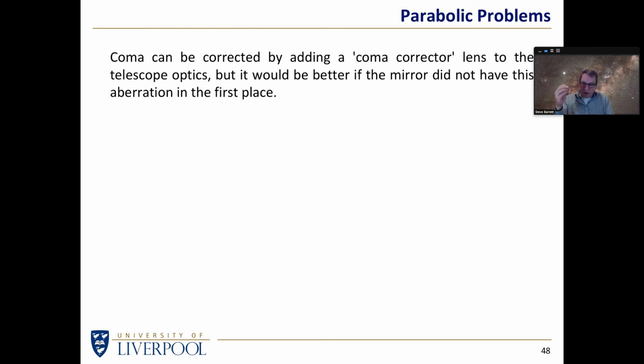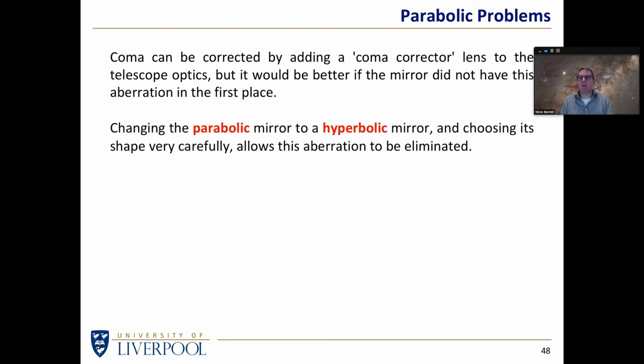Coma can be corrected. You can simply add an extra lens into your optical system, and these would be called coma correctors if their prime objective is to get rid of this particular aberration. But wouldn't it be nice if we didn't have that aberration in the first place, rather than make a parabolic mirror which we know suffers from coma and then have to correct it if we want to get nice pinpoint star images? Wouldn't it be better if we didn't have the aberration in the first place?